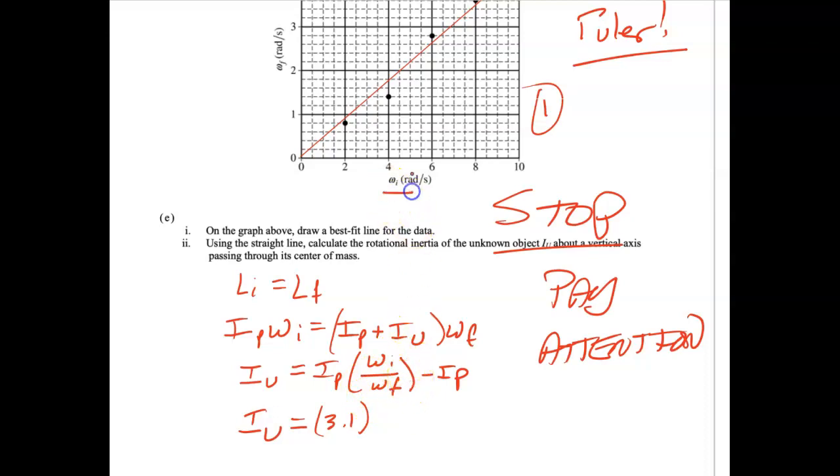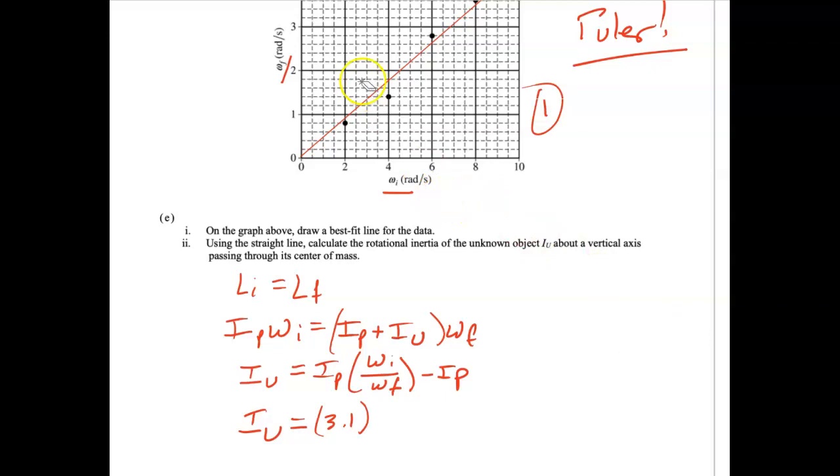Omega I is here, omega F is here. So you're not really going to find the slope, you're going to find the inverse of the slope. So whatever you do, please make sure that you always look to see what they've plotted. They love to do this. They're trying to trick you. There's just no way around it.